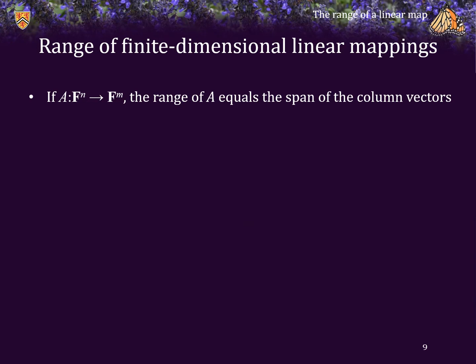Now, let's return back to finite dimensional linear mappings. And you'll recall from the last lecture, every finite dimensional linear mapping can be represented by a matrix. So if A is a linear mapping from F to the n to F to the m, so A is an m by n matrix, then the range of A equals the span of the column vectors. In other words, if A is this matrix of n columns, then the range of A is simply the span of those n vectors.